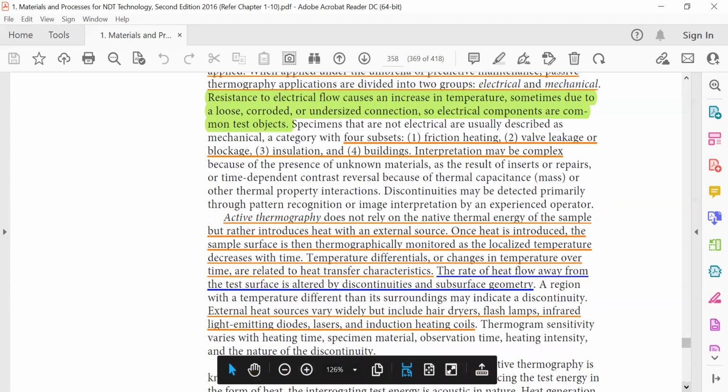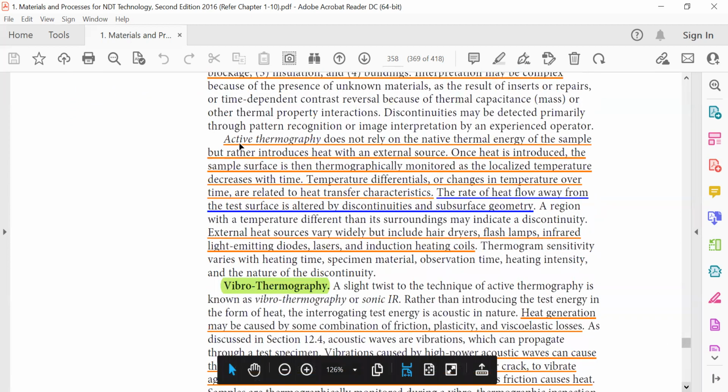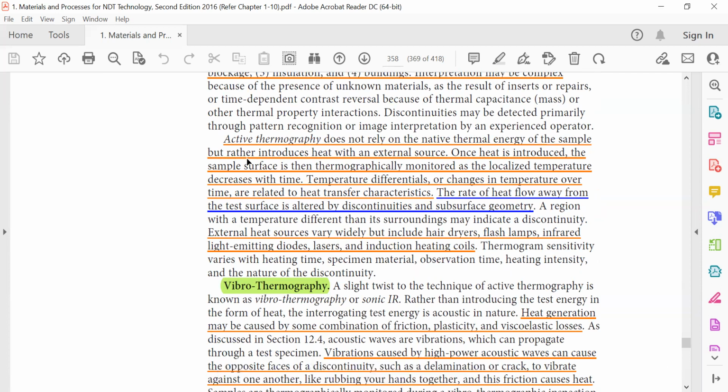So active means you are applying some heat. Active thermography doesn't rely on the native thermal energy of the sample, but rather introduces heat with an external source. Once it is introduced, the sample's surface is then thermographically monitored for the localized temperature decrease over time. Temperature differential, the change of temperature over time, is related to heat transfer characteristics. The rate of heat flow away from the test surface is altered by discontinuities and subsurface asymmetry.